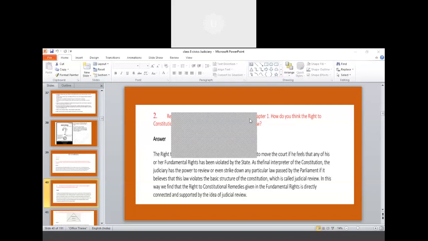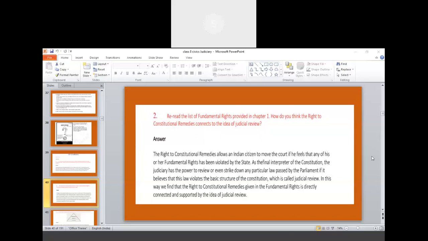Boys, you are not updated. There are 6 fundamental rights. One was removed. What was the right removed? Right to property, sir. The right to property was removed.